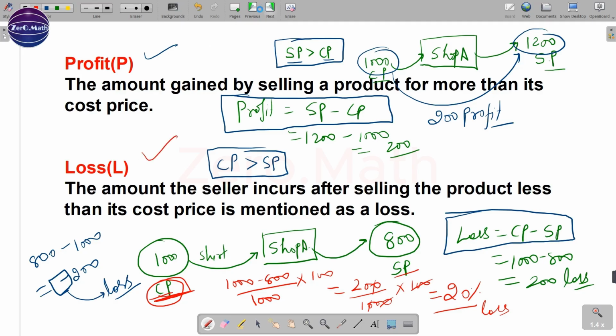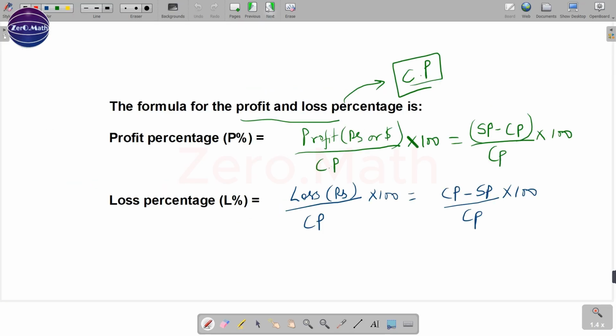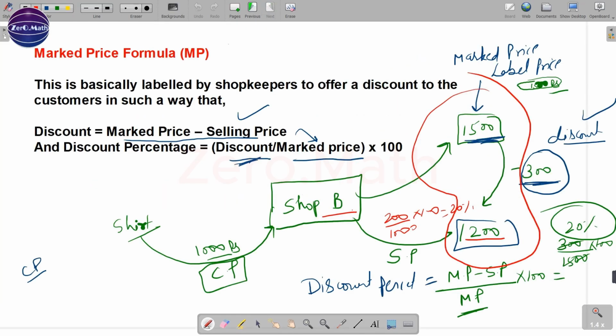Next, we saw what market price is called. It's also called market price, and sometimes it's called label price as well. You must have seen this formula. Alright, at the end, we looked at MRP and discount. Discount is quite important. Any questions related to this, we will cover in the next video.